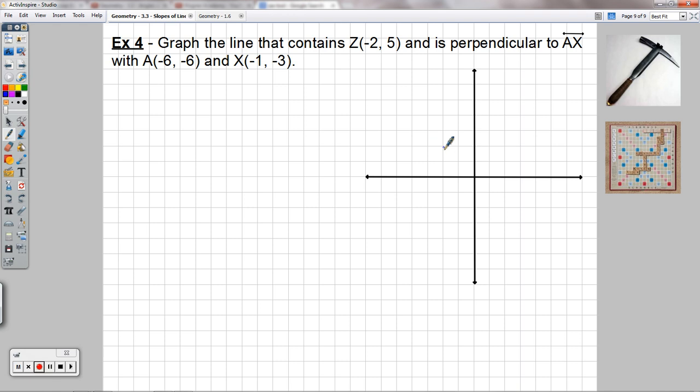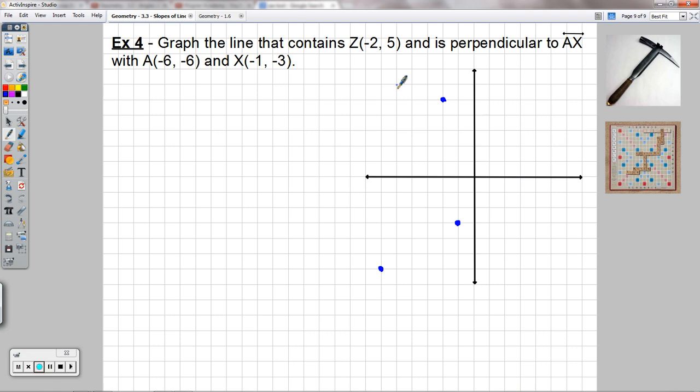So -2 and then 1, 2, 3, 4, 5. That would be right here. Here's point Z. And is perpendicular to line AX, with A being at -6, -6. So it's 3, 4, 5, 6, and then down 6 would be down to here. And X is at -1, -3. So that would be right here.